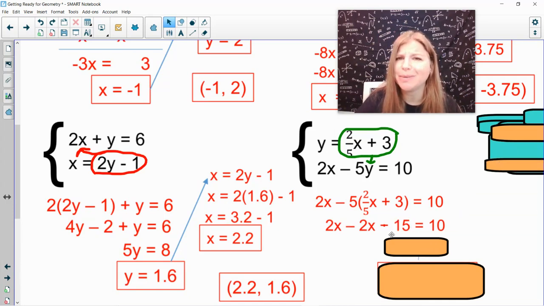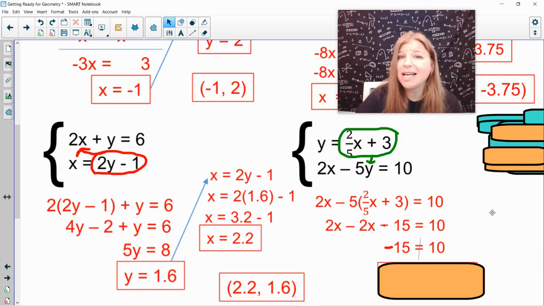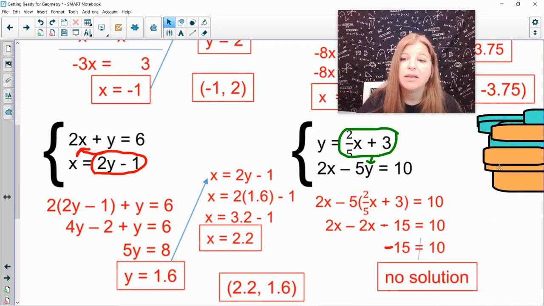What happens when you have 2x minus 2x? Those simplify out to 0. And I'm left with negative 15 equals 10. And I put the slash there because negative 15 does not equal 10. So what does that mean here for this system? If my variables are gone, I'm left with the numerical equation that doesn't make sense. It's not true. I always ask my students to think, is it a true statement or a false statement? This is definitely a false statement, which means there's absolutely no solution. These are not going to have an intersection. If I was to graph them, I hope you remember, that means that these lines would be parallel. Parallel lines would have no solution because they never intersect, and the solution to a system is where the lines intersect each other.